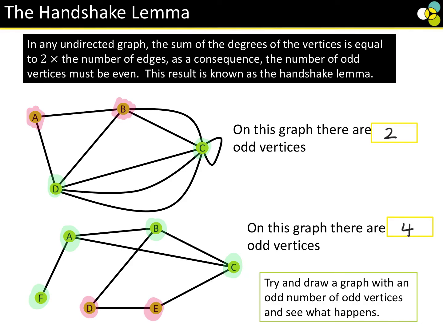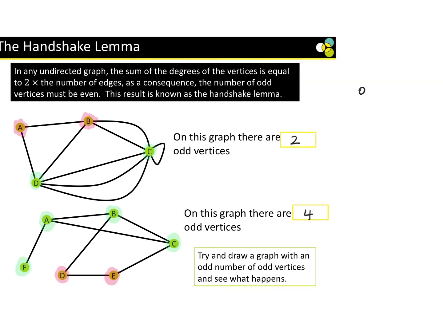So, your challenge now. Can you try and draw a graph with an odd number of odd vertices and see what happens, please? Pick 4 nodes and see if you can connect them in any way so that you have 3 of them, or at least one of them, with an odd number of vertices. Off you go. So as we can see, it's not possible, okay?